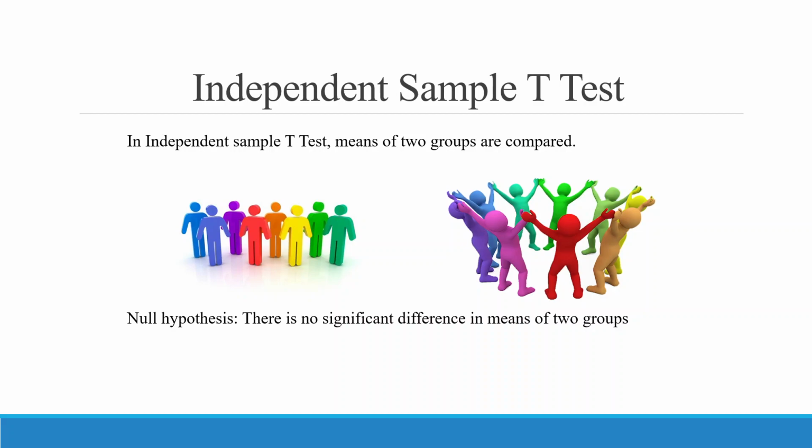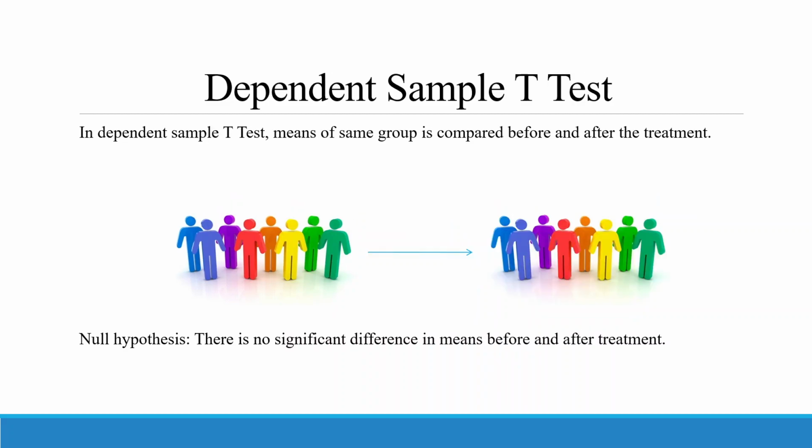These two groups are completely different: Section A with section B, process A with process B. Our null hypothesis in this scenario is there is no significant difference in means of two groups. In case of dependent sample t-test, the same respondent is compared before and after the treatment. Null hypothesis is there is no significant difference in means before and after the treatment.